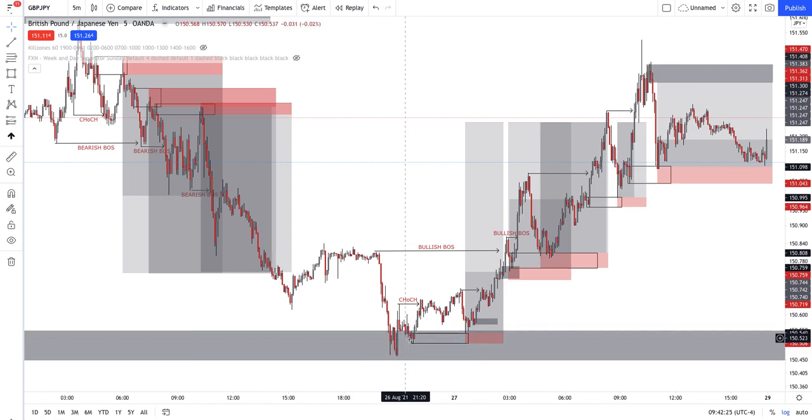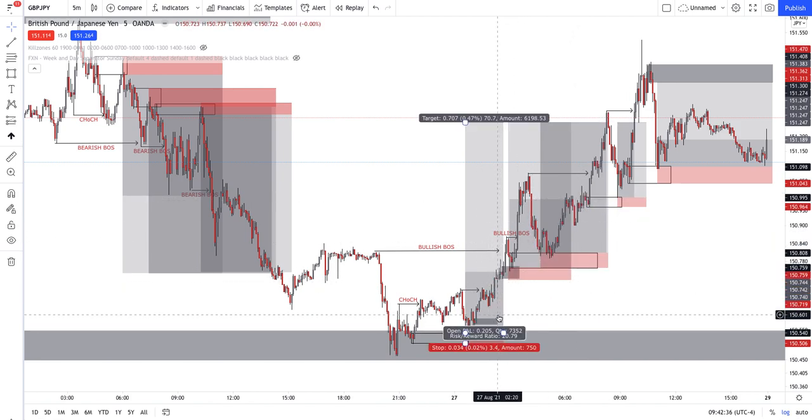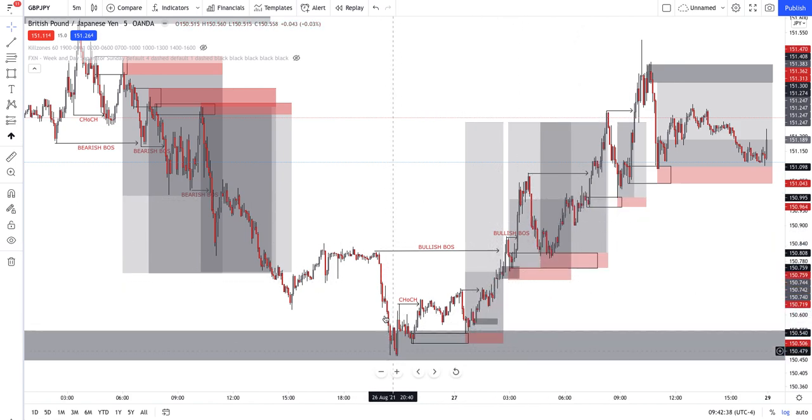Okay, so as you can see here, that was our area of demand. That was the last candle before that change of character. So you wait for price to pull back, mitigate that candle to ride the move over to the upside. This is how you maximize your risk to reward rather than entering on the higher time frame zones.